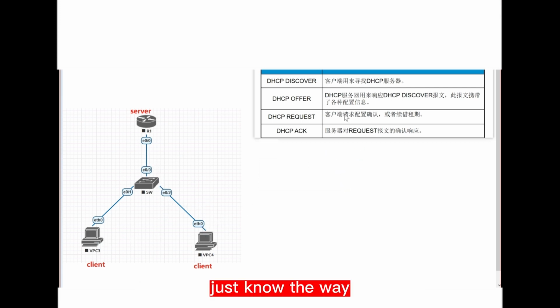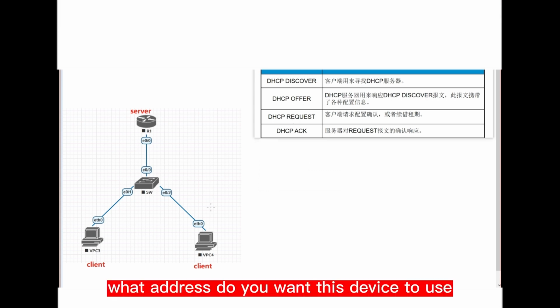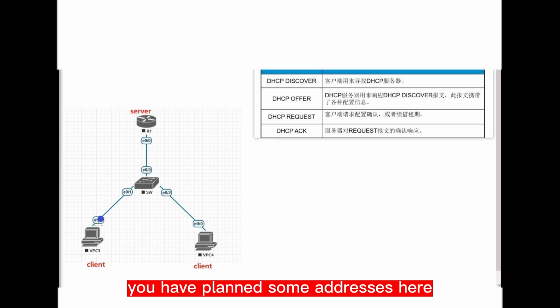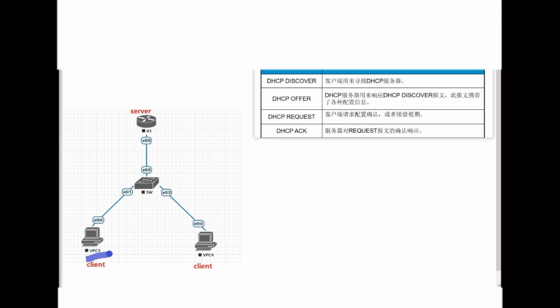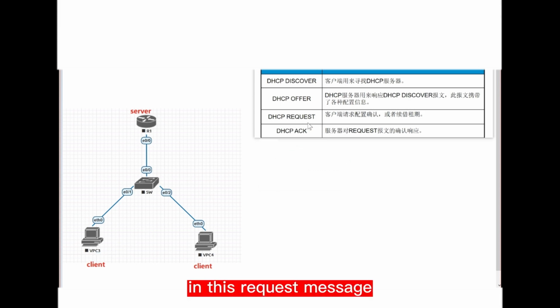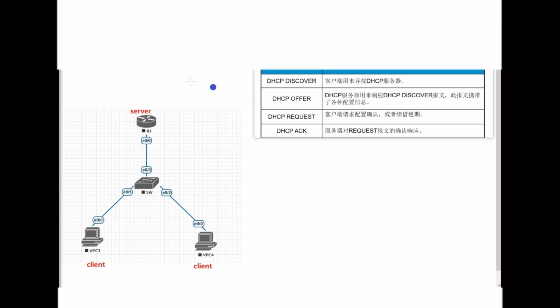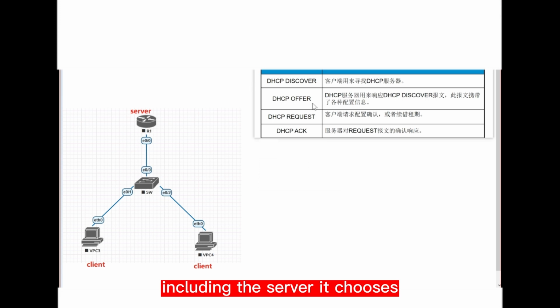Just know the way. This is called a DHCP offer. It will be carried in the offer: what address do you want this device to use? For example, you have planned some addresses here. Used it. Then when it is received, the client will reply again. It will reply with a request. In this request message, it will carry the address it now wants to use, including the server it chooses.